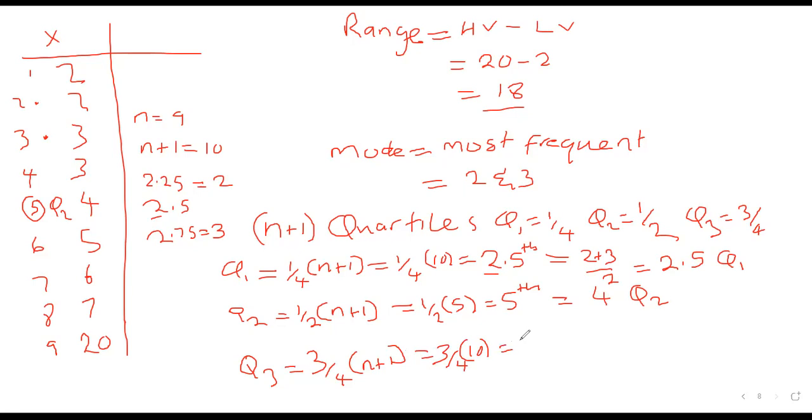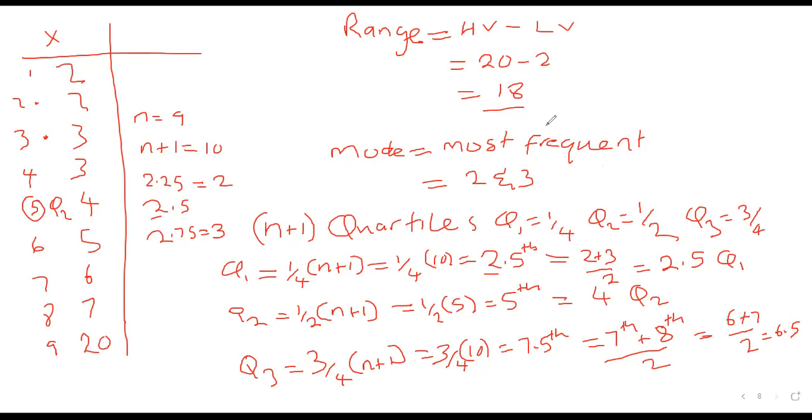7.5. So what do we mean when we get 7.5? What do we do? 7th plus the 8th number. We divide by 2. So what's our 7th number? 6. And our 8th number? 7. So 6 plus 7 divided by 2, we get 6.5. So this 6.5 is called our upper quartile.